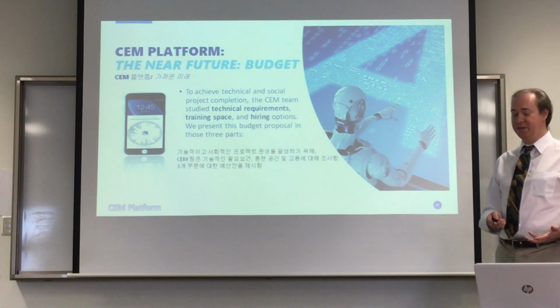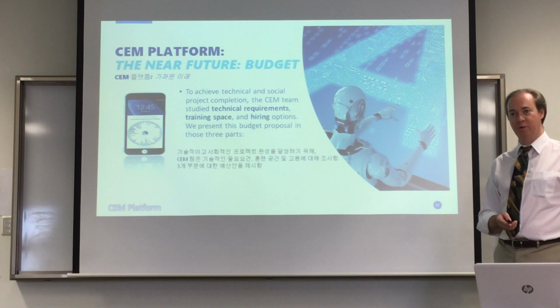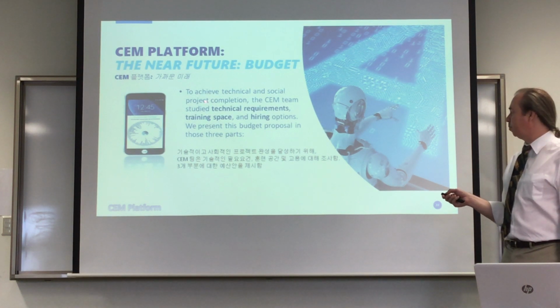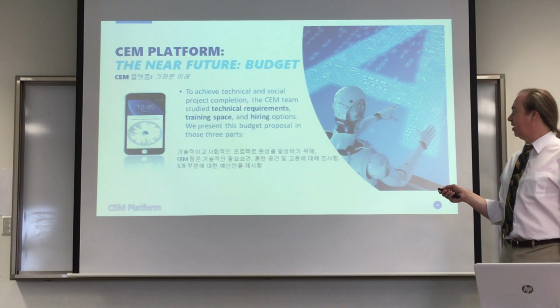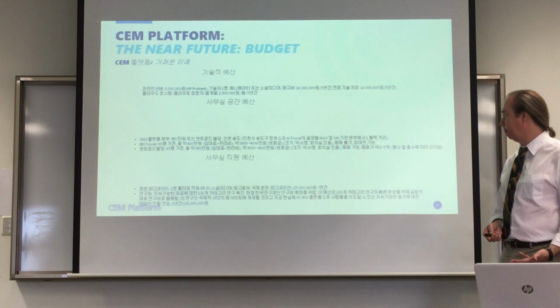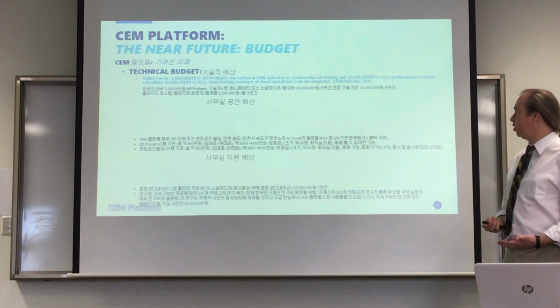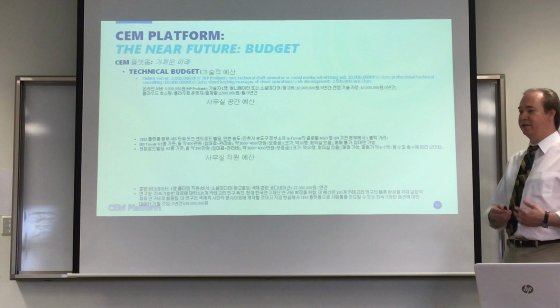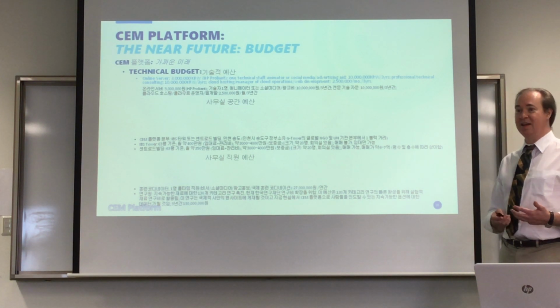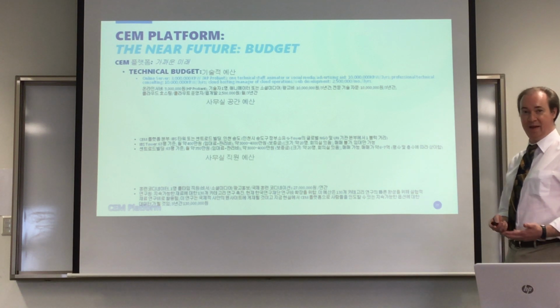The near future, what is the budget for these technical and social rollouts? To achieve technical and social project completion, the CEM teams study the technical requirements, the training space, and the hiring options. And we will present this budget proposal in those three parts in the next slide. The budget, first, as I said, the technical budget. Online servers, technical staff, animator of social media advertising. We're always interested in aligning with people like that. So please contact us if you're interested in funding or working for us or with us.